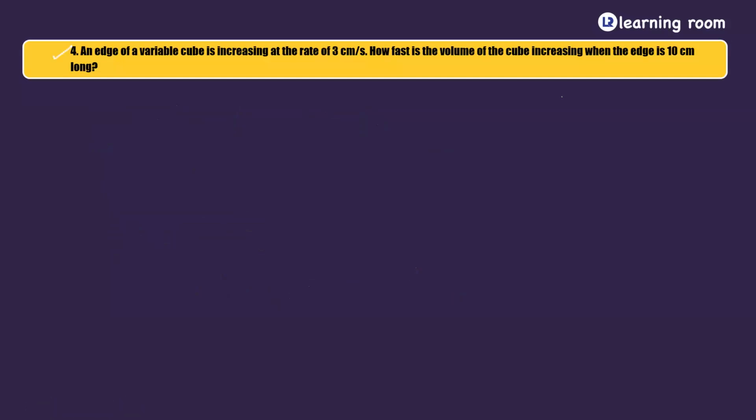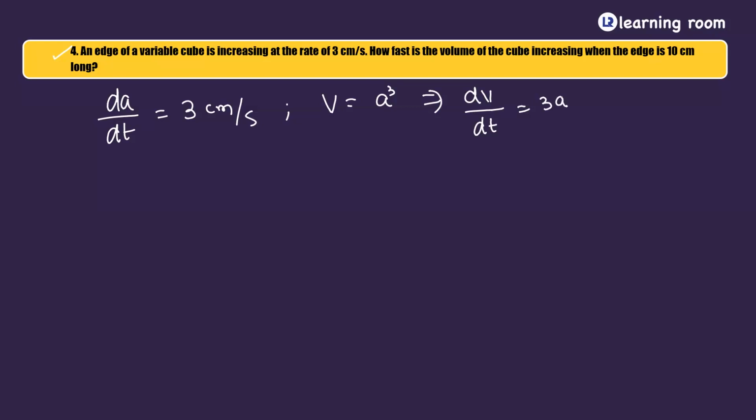An edge of a variable cube is increasing at the rate of 3 centimeters per second. So dA divided by dt is equal to 3 centimeters per second. How fast is the volume of the cube increasing when the edge is 10 centimeters long? So volume of the cube is a cube, which implies dV by dt is equal to 3a square into dA by dt.